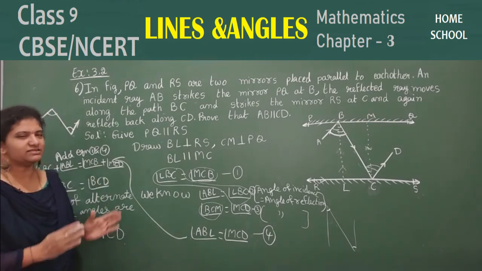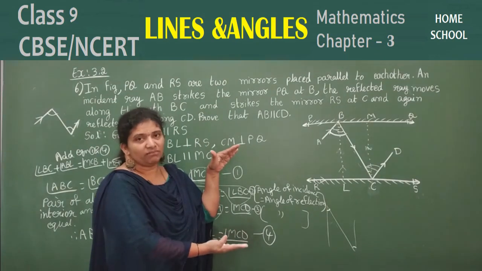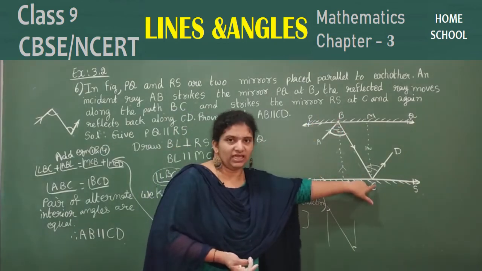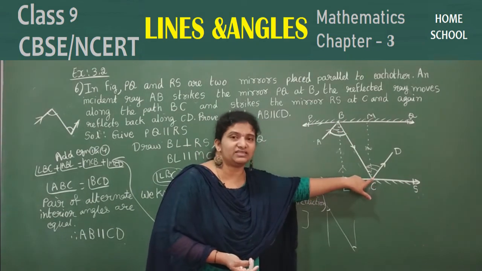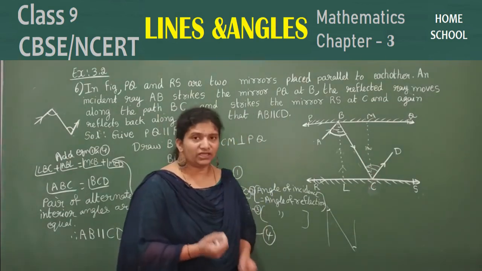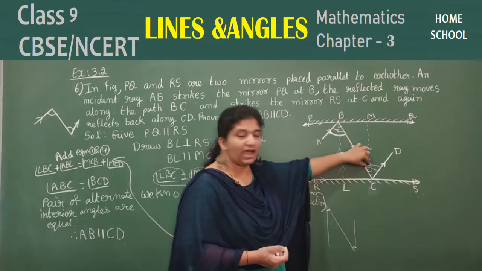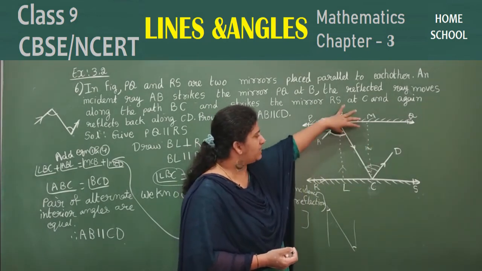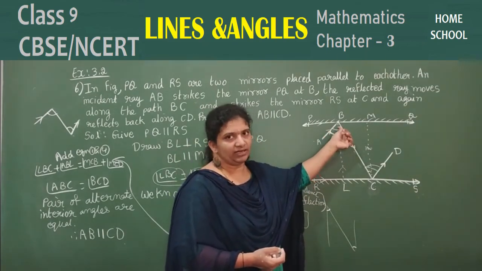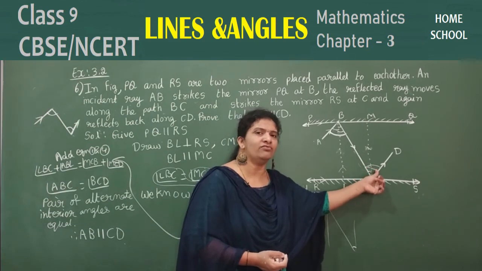Once again I will say this, as this is a little bit confusing. PQ and RS are two mirrors placed one below the other, parallel. An incident ray touches B and reflects to C, and again this becomes incident and touches C, reflects to CD. Prove that AB is parallel to CD. I constructed two parallel lines and made these two alternate angles equal. Now I remember angle of incidence is equal to angle of reflection, in the same manner at C.